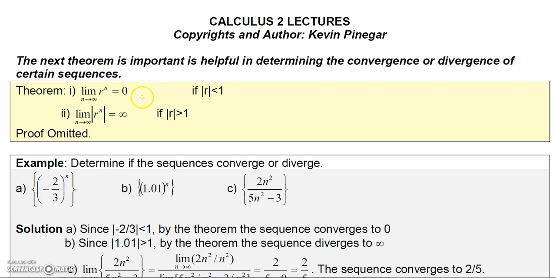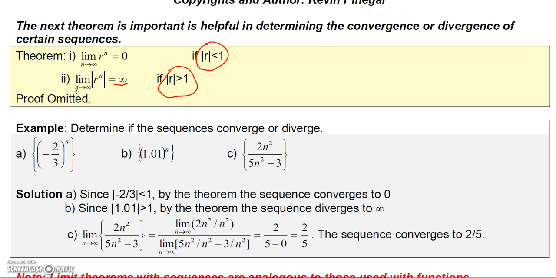This next theorem is important in determining the convergence or divergence of certain sequences. It says that if you have the limit of a real number r to the nth power as n goes to infinity, that's going to equal 0 if the absolute value of that number is less than 1. And then it's going to go to positive infinity if you take the limit of the absolute value of that number to the nth power, if the absolute value of r is greater than 1.